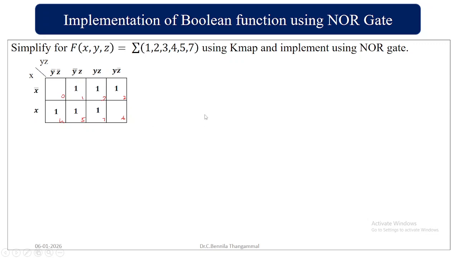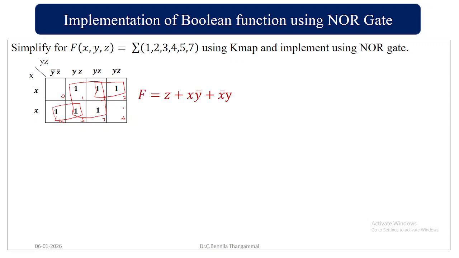So now we will go for the grouping. First, always we have to aim high. So we will see if an octet is possible, it's not. Octet 8 is not possible. So I can go for a quad here, 4 adjacent cells. So 1, 3, 5, 7. So this is going to be the group. Another one, I can go for a pair. So this is going to be a pair here. So 3 and 2 is an adjacent cell, and 4 and 5 is an adjacent cell. So I have grouped all the minterms here.